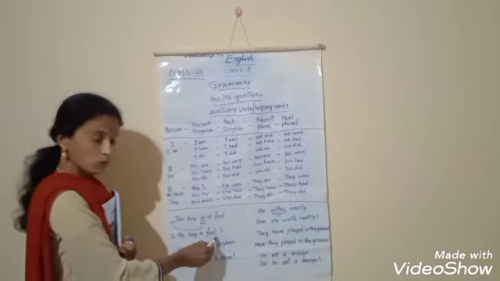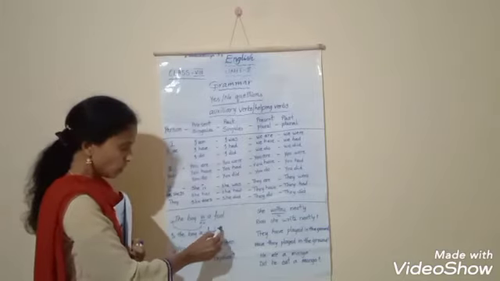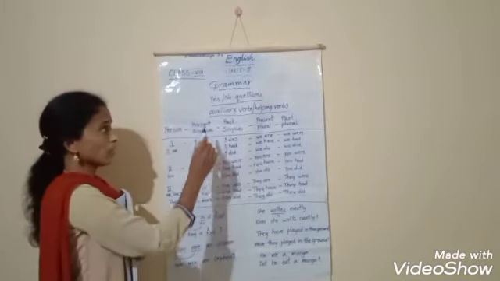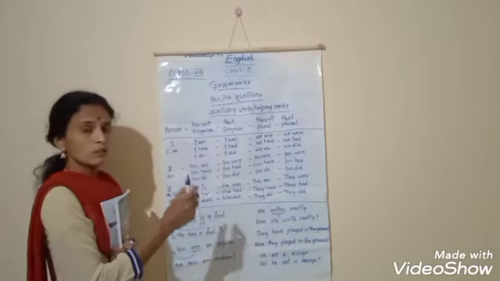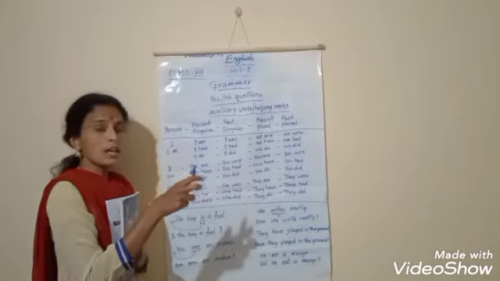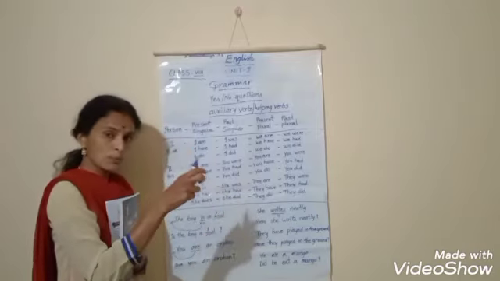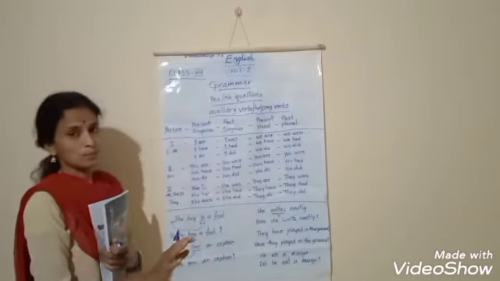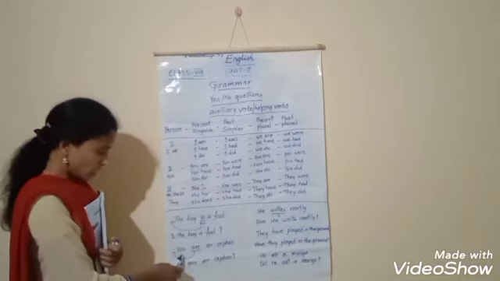Is the boy a fool? So we just put a question mark. So to make yes or no type questions, first we should identify the helping verb in the sentence, and we bring that helping verb before the subject. Very simple, right?